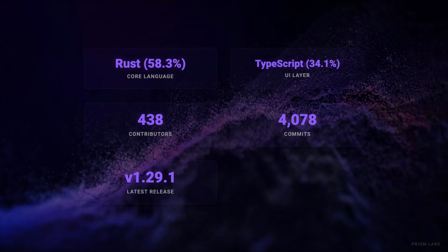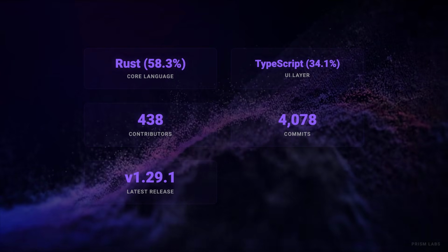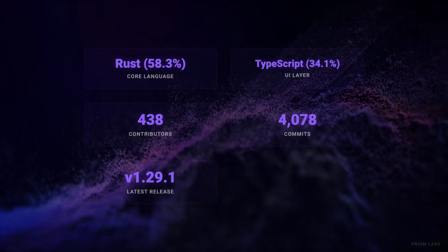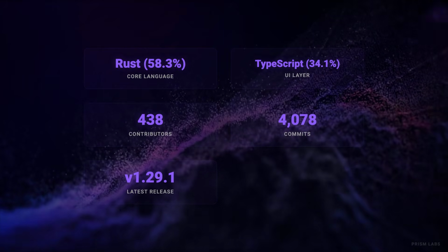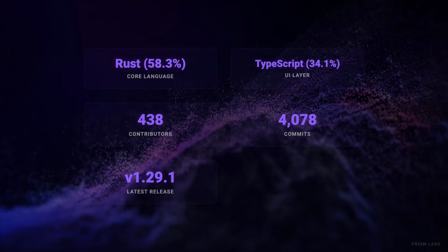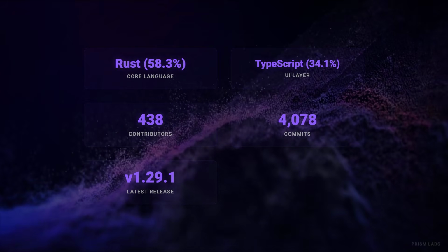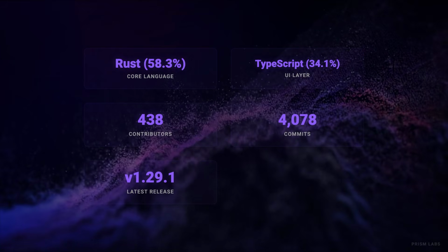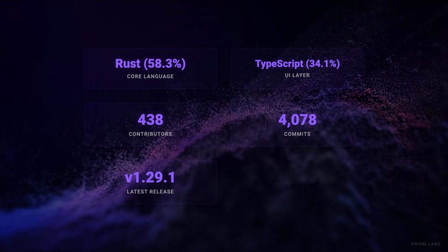The project has 4,078 commits from 438 contributors. This is not a side project. Block has invested serious engineering resources, and the latest release, v1.29.1, shipped just yesterday with Claude adaptive thinking support and per-session Goose mode persistence. The codebase is well-maintained, actively developed, and backed by a company processing billions of dollars in transactions.